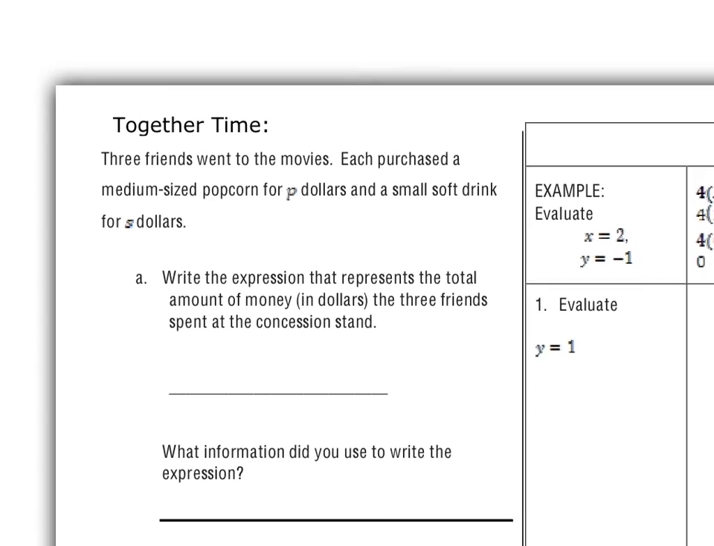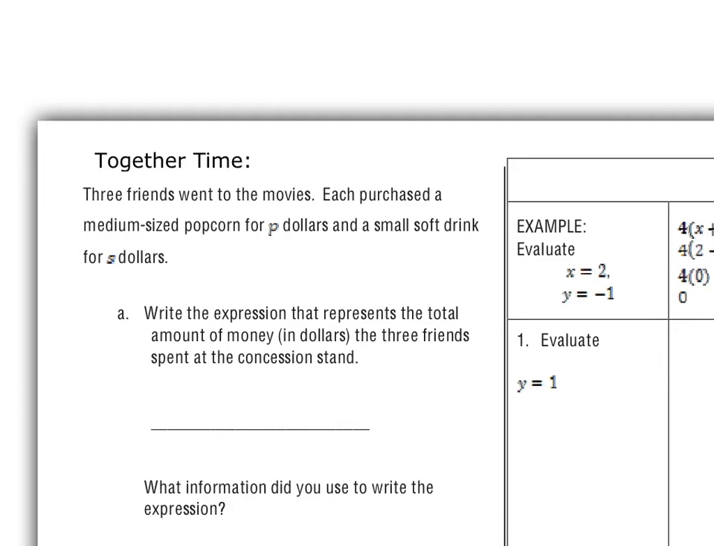So looking at this particular expression, there are two different ways that we could write this depending on how you thought about this. Many of you may have thought about it as, well, each person spent P plus S dollars, and if I multiply that value by 3, we could have gotten 3(P plus S). Now, if that's not the expression you wrote, is your expression equivalent? Is your expression the same?